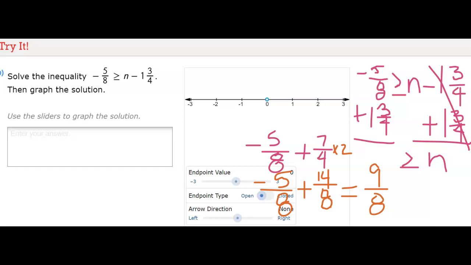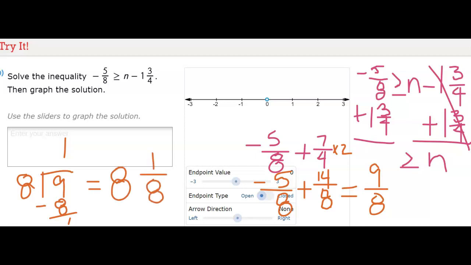So we got to divide 8 into 9. 8 goes into, let me write it over here. 8 goes into 9 once. So we have 8 and 1/8. Oh, Lord help me. Sorry. That should be a 1. My apologies. That is a 1. So we have 1 and 1/8.